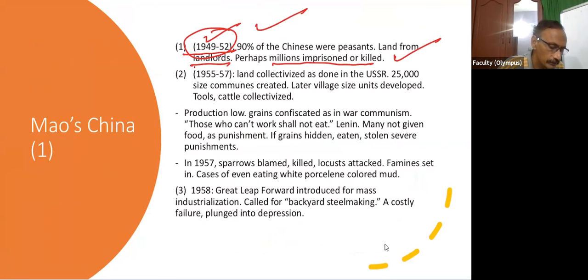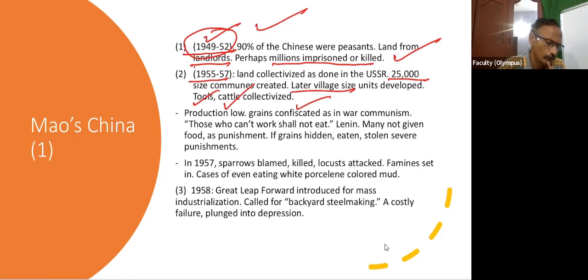And next, collectivization took place between 55 and 57. At some places, communes of 25,000 people were created. Later, the size was reduced. Tools and cattle also were collectivized. And when production was low, grain was confiscated.